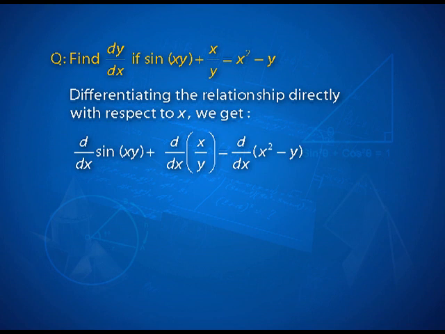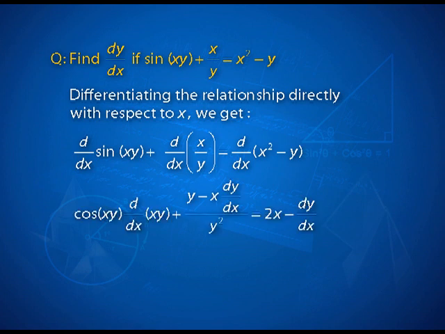Again, differentiating the relationship with respect to x, we get derivative of sine of xy plus derivative of x by y is equal to derivative of x square minus y. The first term, that is sine of x into y, gives us cos xy into derivative of xy, chain rule again, plus what happened here? What I have used is what you see, I read it as x by y. So, there is a clear presence of quotient rule. Right hand side is just 2x minus dy by dx.